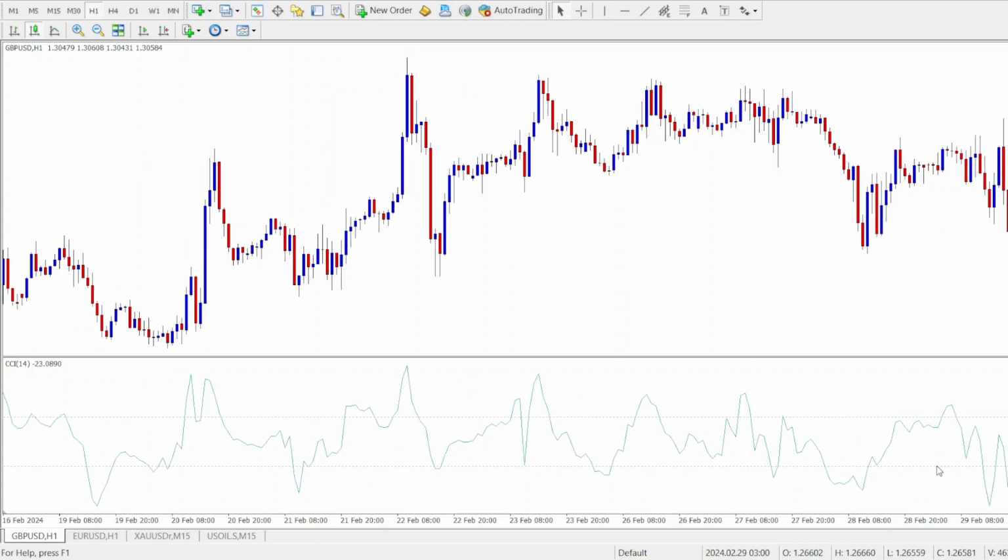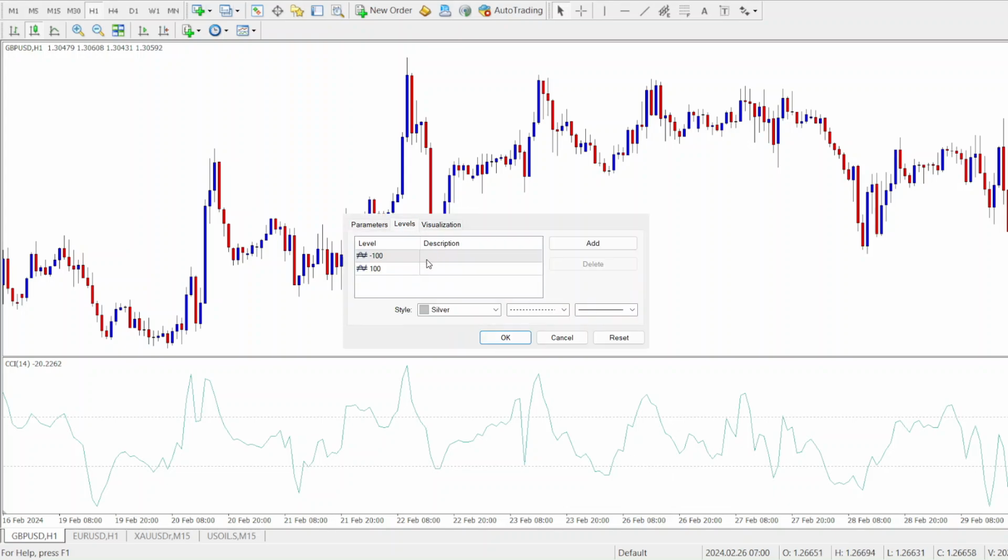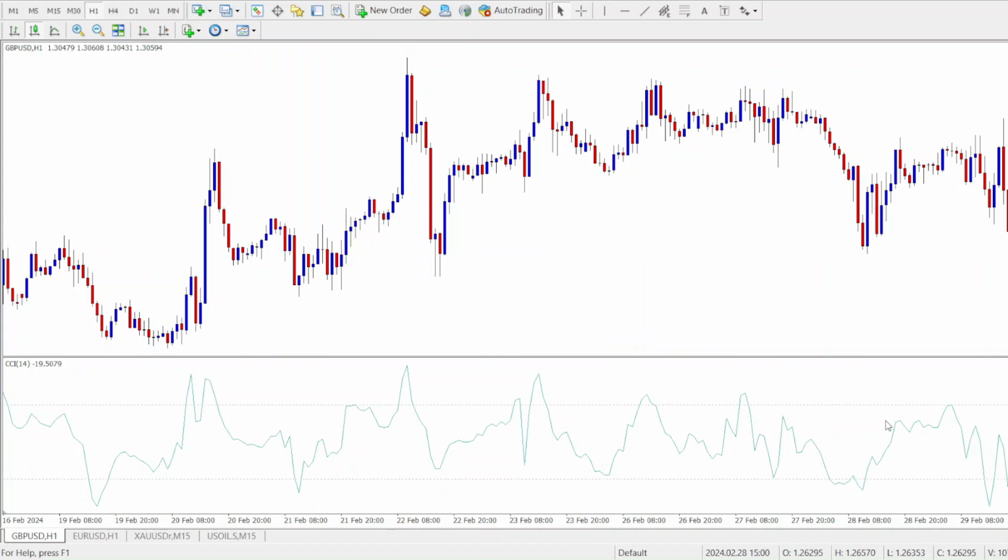Now, if you want an aggressive setup, for scalpers who want quicker signals, adjusting these levels to plus 150 and minus 150 can provide stronger entry and exit points, because this will help you to filter out minor price fluctuations, focusing on stronger trends. So for that reason, we're going to be changing the levels to minus 150 and plus 150. You can see that. This is going to help you get quicker signals. This is a more aggressive setup compared to the default of 100 and minus 100.